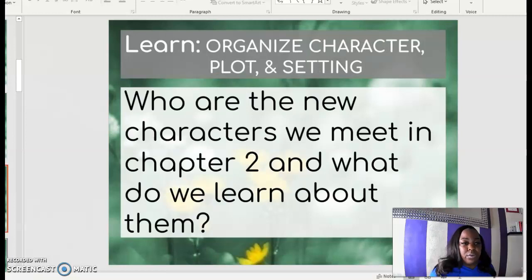One is the Learn, which is organized by character, plot, and setting. Who are the new characters we meet in Chapter 2, and what do we learn about them? I know in Chapter 2 we meet the Amoses, so in Ty, and we're going to find out what we learn about them through the reading. Remember, Chapter 2 was supposed to be a homework assignment, so it should have already been read by the students. So right now you should be in the discussion phase.